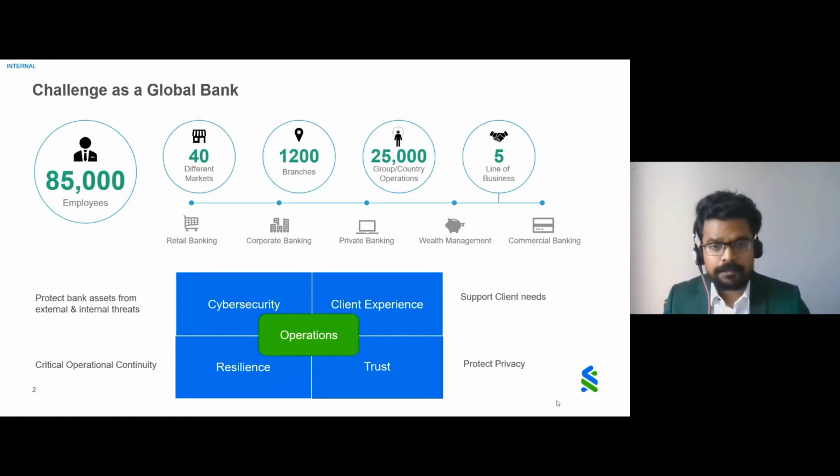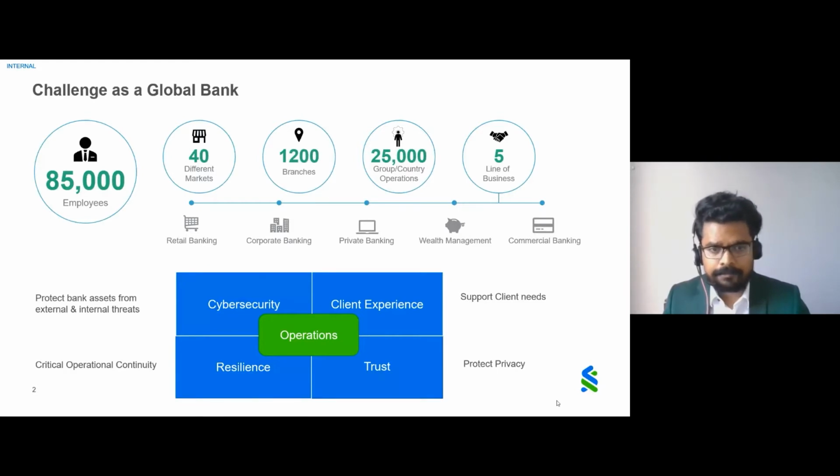And the second one is client experience. So we have a huge number of client base across 40 plus markets. It's quite diversified. And I think client centric is quite important. So basically, from an operation perspective, we have a huge mandate to support our client needs at the right time.